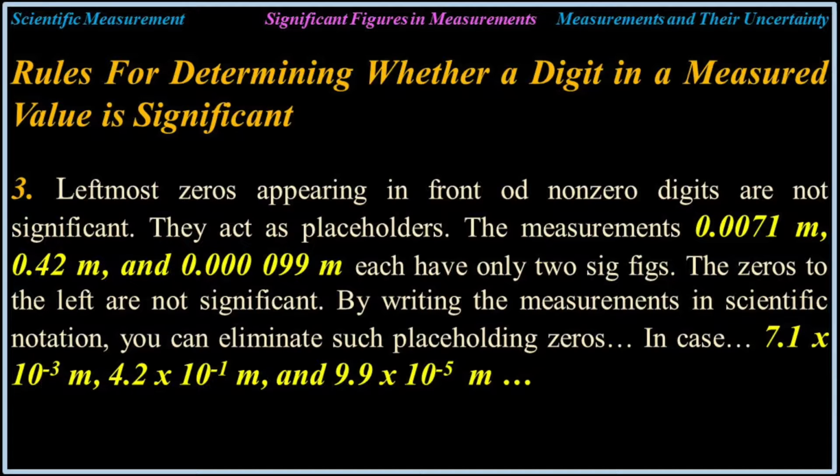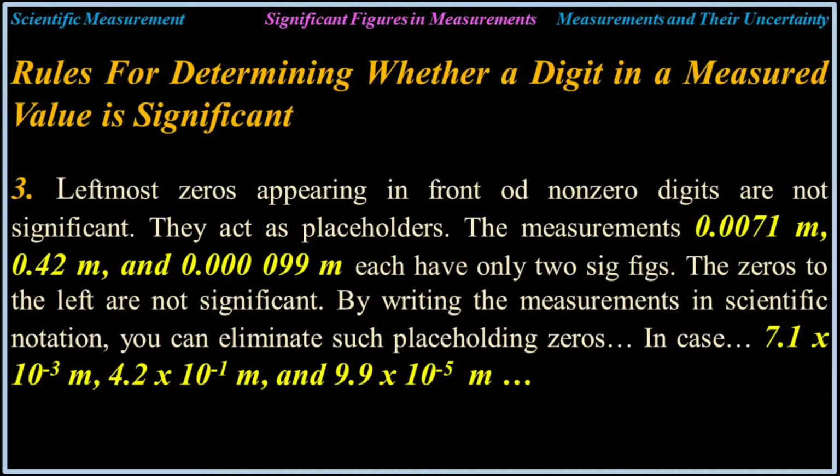Number 3, leftmost zeros appearing in front of non-zero digits are not significant. They act as placeholders. The measurements 0.0071 meters, with the 2 zeros before the 7, 0.42, where the 0 is really nothing, and 0.000099 meters each only have 2 significant figures. The zeros to the left are not significant.